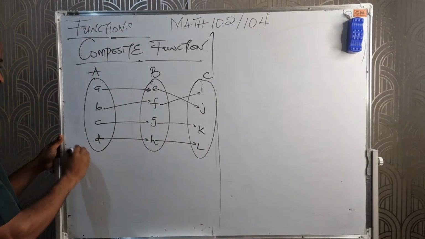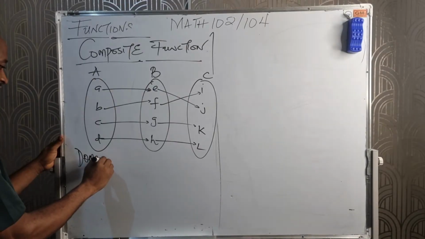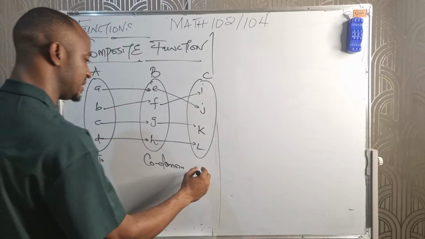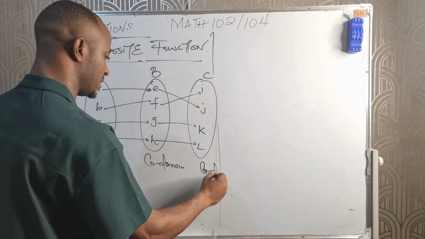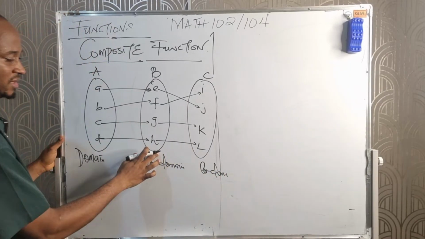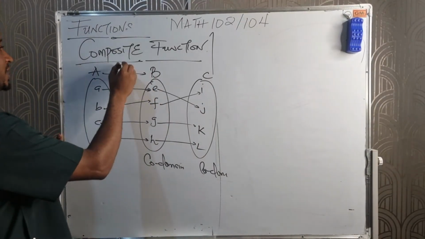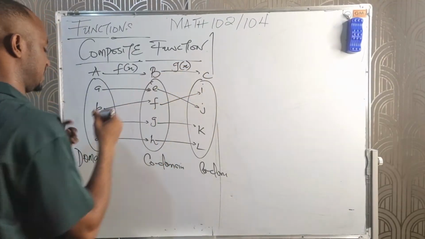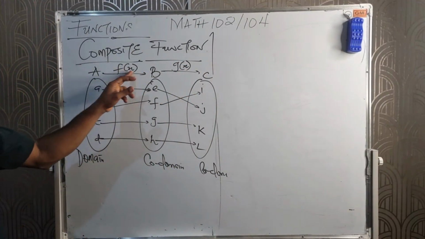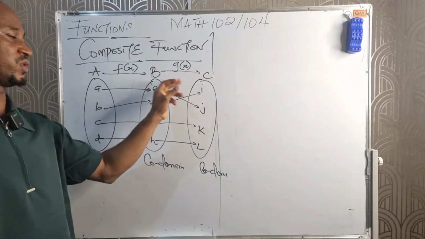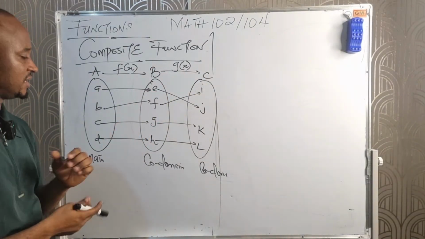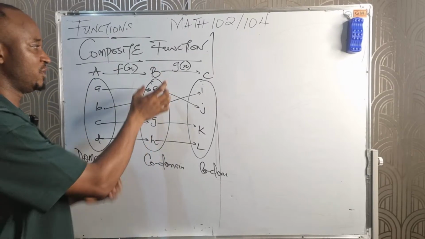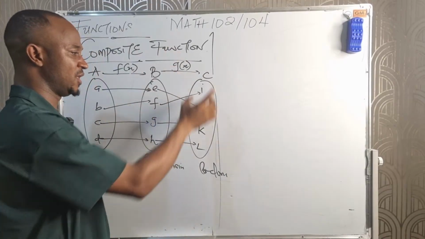What do you notice here? This is my domain, right? This is my codomain. This also becomes a domain, but this is the codomain of this. Between these two, let's say I have f of x here, and g of x here. What is connecting A and B is f of x. What is connecting B and C is g of x. Between these two, this is the domain, this is the codomain. Between these two, this is my domain, this is the codomain.